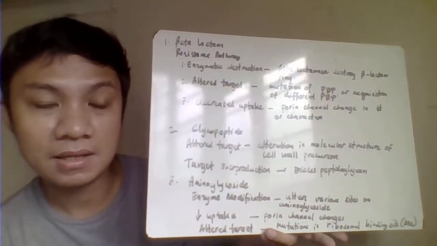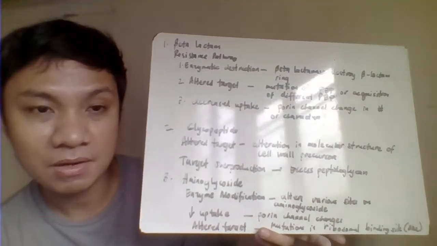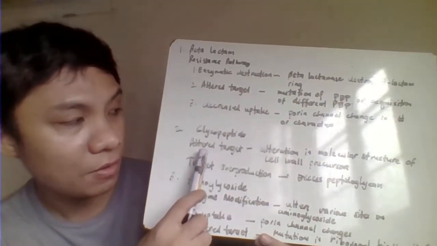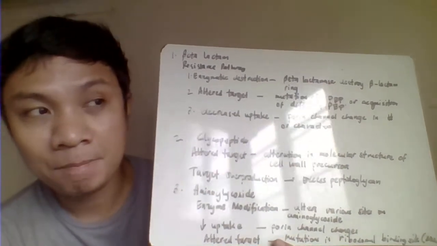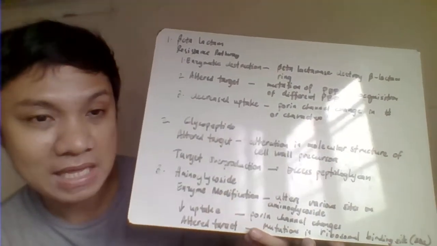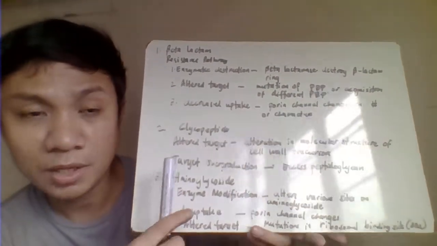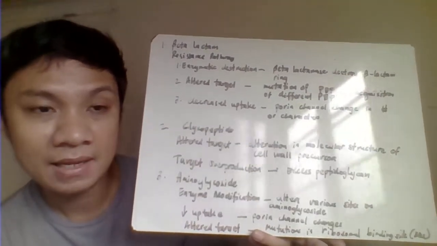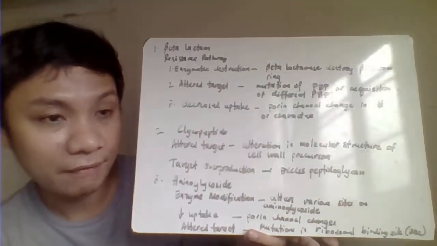Another one, decreased uptake. Your bacteria do not allow the entry of your beta-lactams. Glycopeptide also belongs to the cell wall inhibitors, inhibiting your cell wall synthesis. The target of our glycopeptide would be the precursor of the penicillin binding protein, that's your D-alanyl-D-alanine peptidyl. So again, your bacteria will not be affected by the glycopeptide by, number one, altering or modifying the target of your glycopeptide. So if the glycopeptide cannot recognize its target, it will not bind and therefore it will not cause the antimicrobial activity.